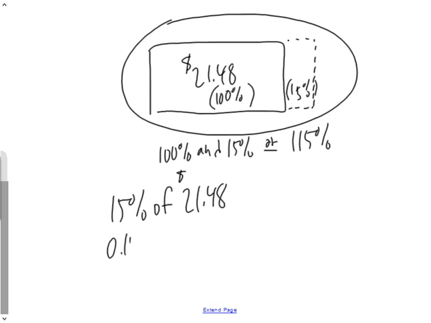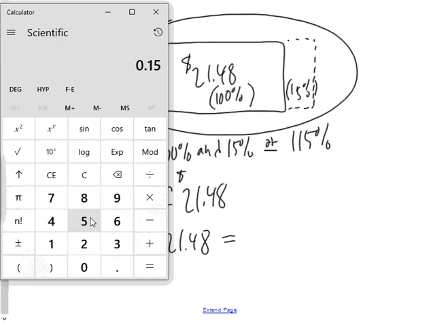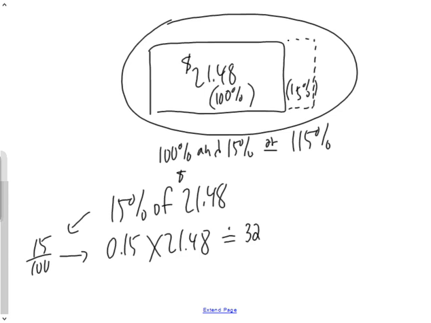15% as a decimal, sorry, as a fraction first. It's 15 over 100, which is 0.15 of 21.48. Grab your calculator. 15% of $21.48 is $3.22, or approximately $3.22. That's the HST.